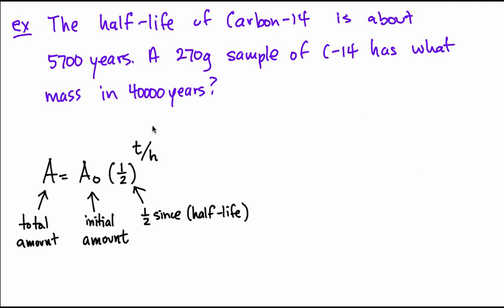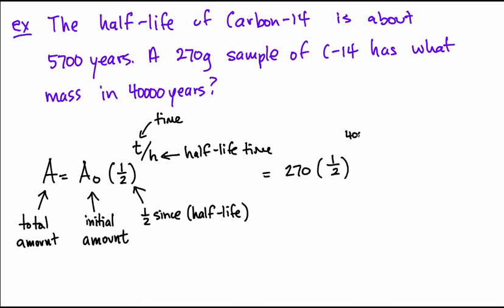And then there's a couple different things on the top. There's the time, which is the total time that you are dealing with. In this case, that's 40,000 years. And then there's the half-life time. So if we plug these things in, the initial amount that I had was 270 grams, and it's halving. And how many times is it halving? Well, it halves whatever number of times I get if I take 40,000 and divide it by 5,700. So cranking all this through a calculator, I get an answer that's approximately equal to 2.08 grams.